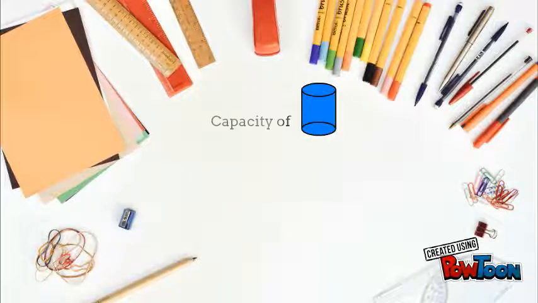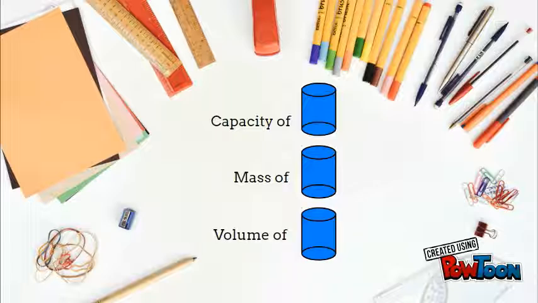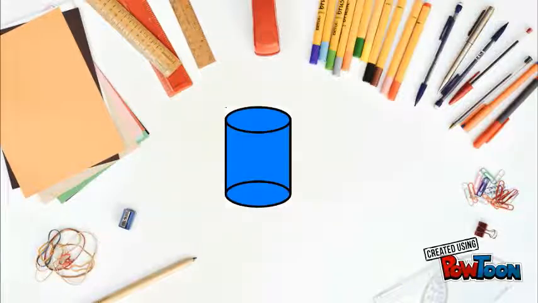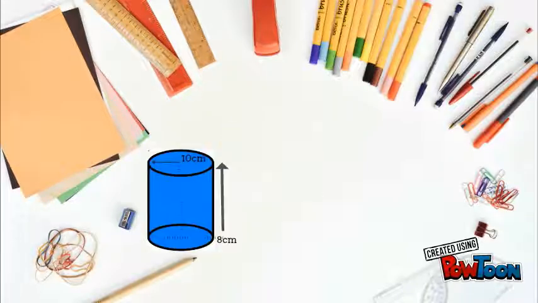In order to find the capacity and mass of a cylinder, we need to find its volume. Let's say we have a cylinder with a radius of 10 centimeters and a height of 8 centimeters. We can find the volume of this cylinder by using the formula for finding the volume of a prism: area of the base, shown as AB, times height of the prism, shown as AP.